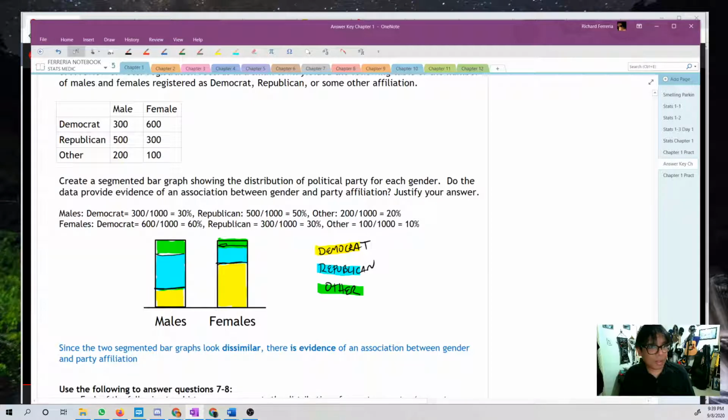So we would probably say that females are more likely to be a Democrat when compared to the rest of the females than a male is going to be likely to be a Democrat when compared to the other males. So that is what we mean by an association. And if the two segmented bar graphs looked similar, or reasonably similar, then we would say that there is no evidence of an association. That starts us thinking about independence between the two categorical variables in this case. So let's keep on going.